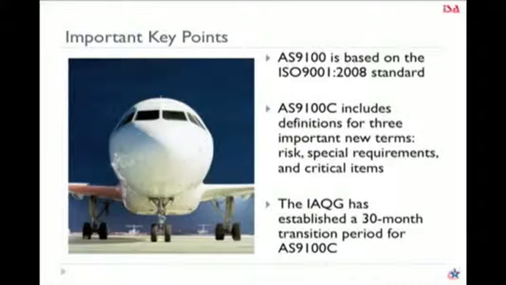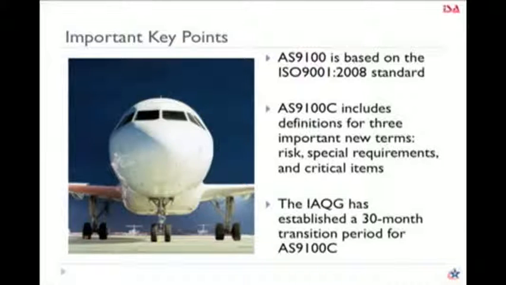AS9100 is based on ISO 9001-2008 and is maintained and administered by the International Aerospace Quality Group, which started its revision in 2005. AS9100C includes definitions for three important new terms: risk, special requirements, and critical items. Other critical changes to the standard involve quality manual relationships, risk management, customer satisfaction, project management, recognition of supplier quality data, and approval status of suppliers.